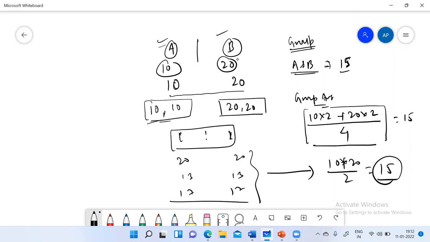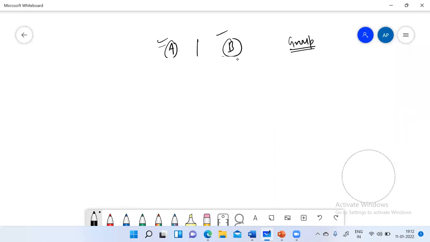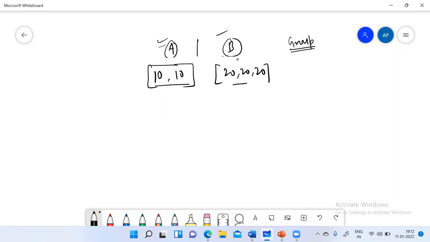Okay. So I'll take one more example here. Let's take 2 members in group A and 3 in group B. Let's say there are 2 members in group A whose average is 10, and there are 3 members in group B whose average is 20. So what will be the group average?